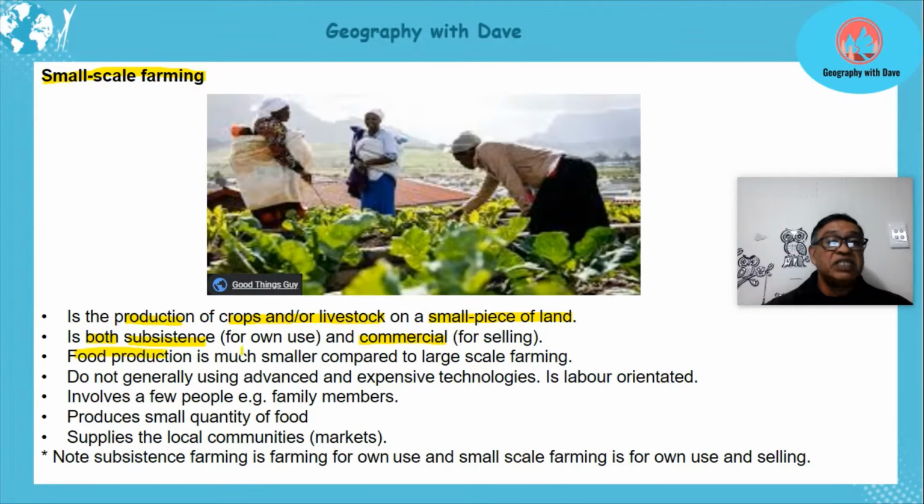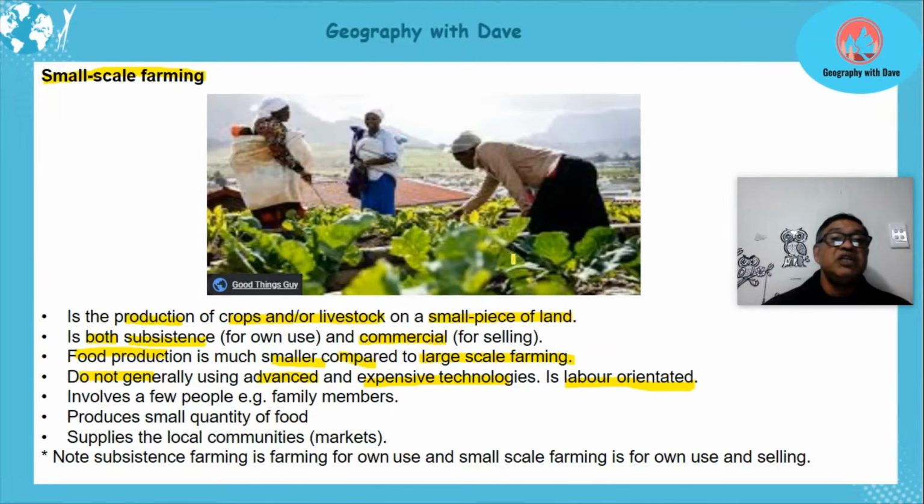The food production is much smaller compared to large scale farming. Now, I know I haven't explained large scale farming yet, but you will see it now. The food production is smaller. Large scale farming, they produce a lot, but we will come to that as I discuss large scale farming. They generally do not use advanced, expensive technologies. It's more labor orientated or labor intensive.